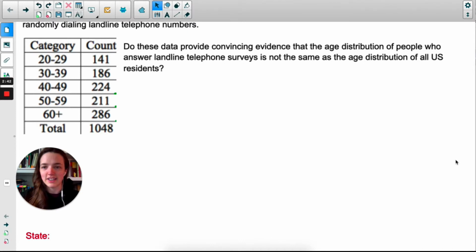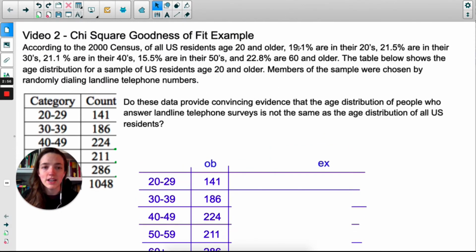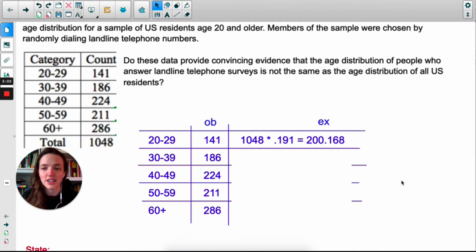Now, I did not really leave you enough room on the right there to find the expected counts, so I'm just going to make a new version of the table. Here's each age group and the observed counts. And what we're going to do is find the expected counts. For that, you have to look back at the problem. 19.1% of US citizens are in their 20s. So we take 1,048, which was the total number of people they called, and multiply it by 0.191. We would expect 200.168 of the calls to be answered by 20 to 29-year-olds.